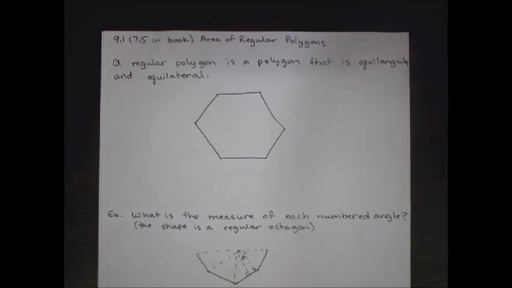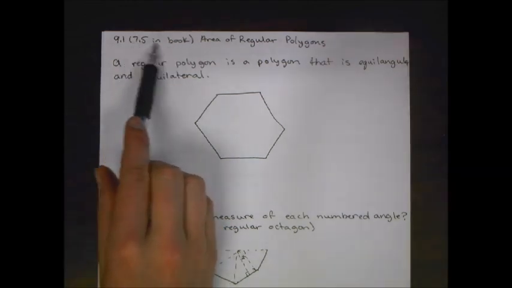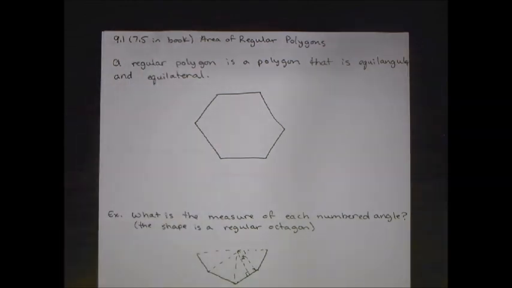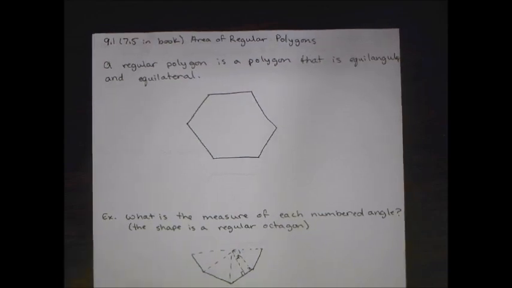We're starting Unit 9. Unit 9 talks about volume and surface area. But before we can get to volume and surface area, we need to talk about the area of regular polygons. And if you want to follow along in your book, this is actually 7.5 in your book. But we're using it in Unit 9 because we're going to need area. So first thing is we're going to look at a definition.